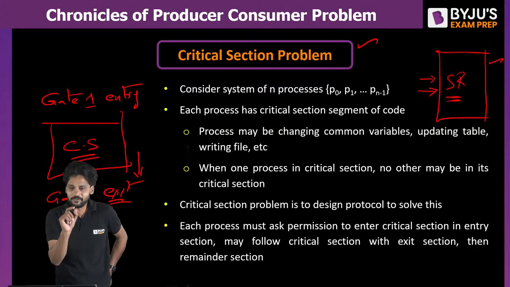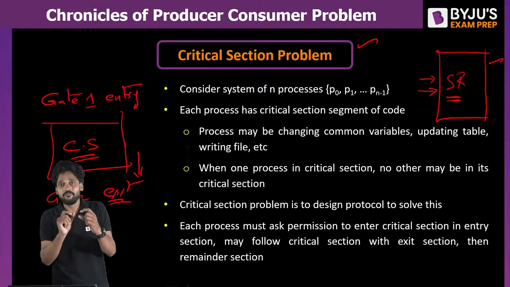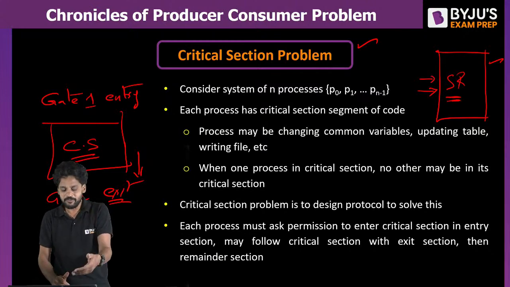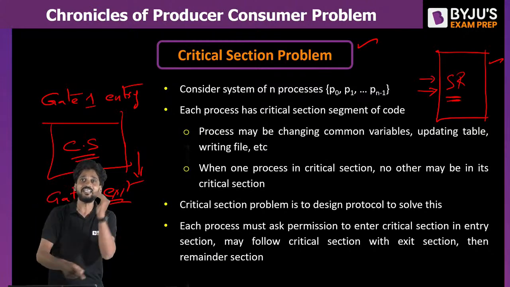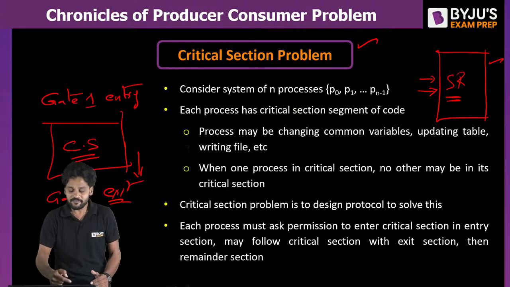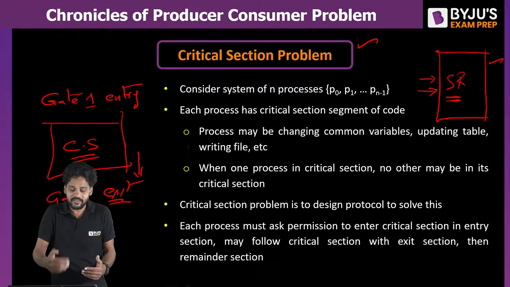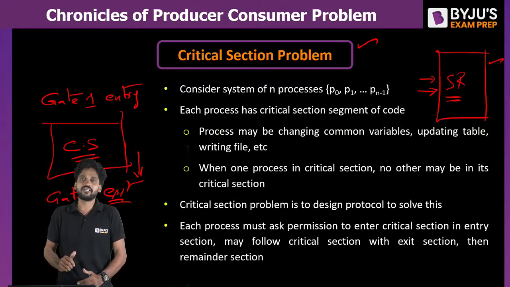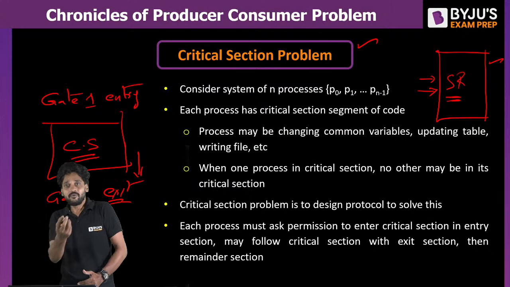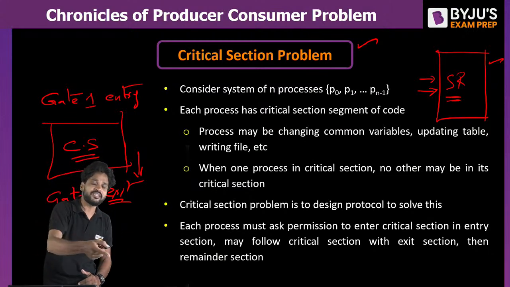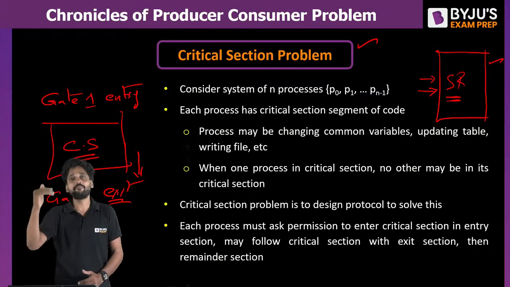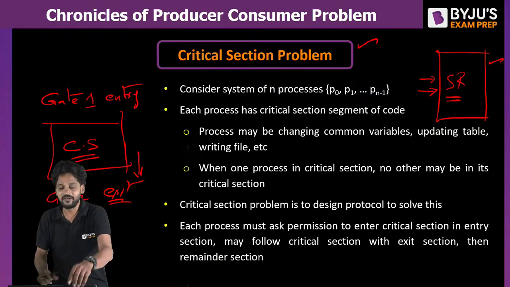So we need to provide a code module for this in such a way that at gate 1, every process before entering into the critical section seeks the permission. Upon successful entry, sooner or later, any process will finish within the critical section, right after which it goes out. When it is coming out, it needs to admit that I'm done. Any process which wants to enter, they can enter.